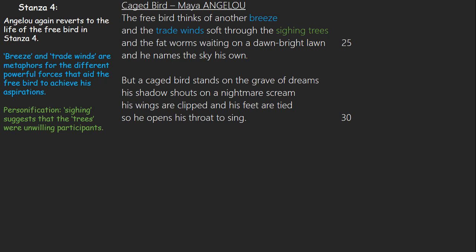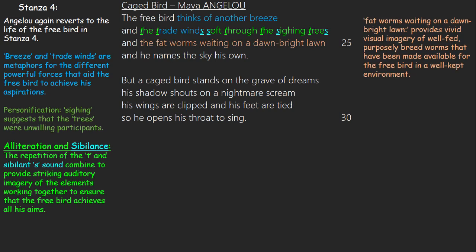We also see a second use of personification in the poem, in "sough through the sign trees." Sigh is personification because it personifies the trees, and here I think that Angelou uses the phrase sighing trees to reveal to the reader that there are certain elements of nature that are unwilling participants in what she sees as some sort of unfair advantage for the free bird. So there are aspects of nature or aspects of the law that do not agree to some of the actions or experiences that the free bird has, but they can do nothing about it, and they just continue to support him.